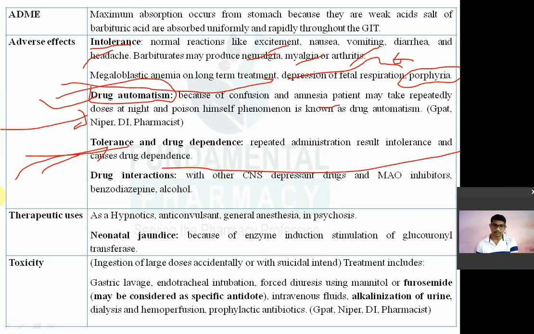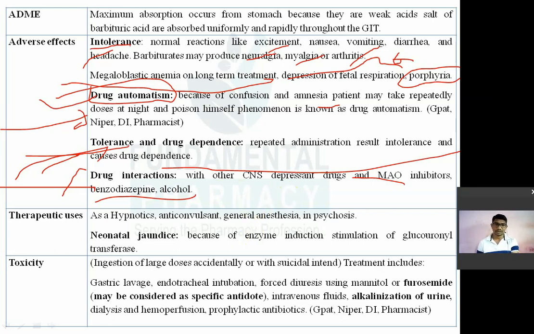Next one is drug interaction. These barbiturates will have drug interactions with other CNS depressant drugs, MAO inhibitors, benzodiazepines, alcohol, etc.